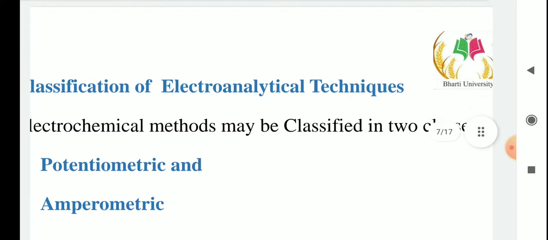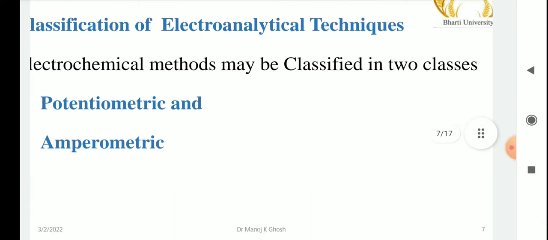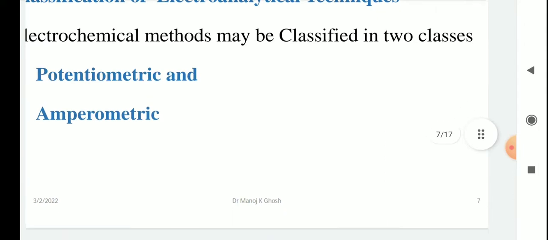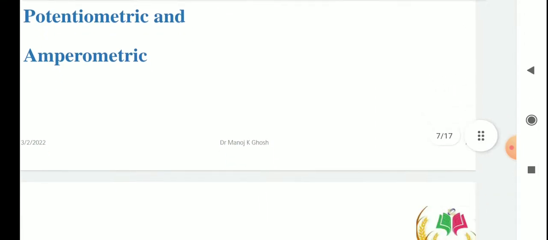Now we can come to the classification of electroanalytical techniques. What are the classifications of electroanalytical techniques? In electrochemical methods, it is classified in two ways. First is potentiometry, second is amperometry. So come to the first point, that is potentiometry. This is a technique.